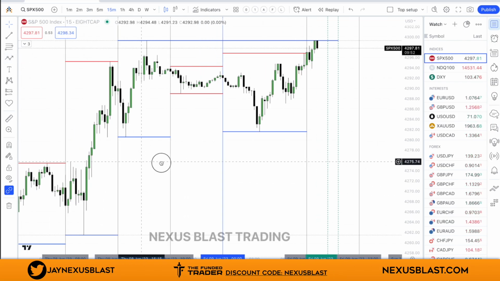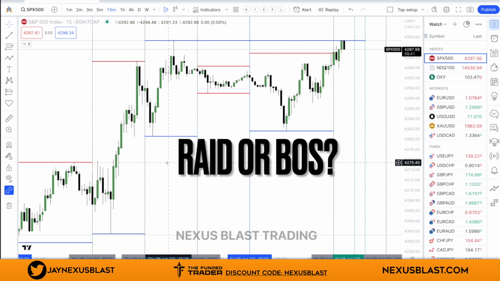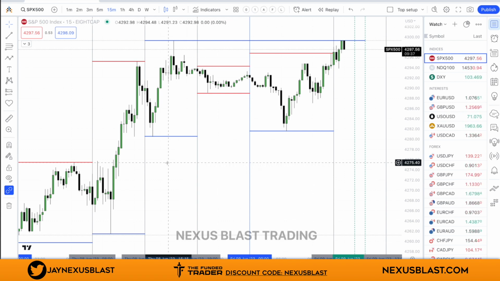The number one problem that I'm seeing happening with smart money concept traders is not being able to confidently identify if we're seeing a liquidity sweep or raid versus a break of structure to be able to set up our trade and get the win.